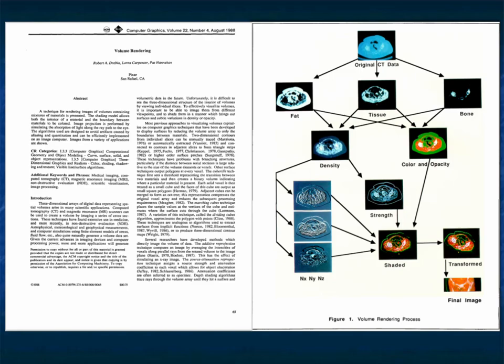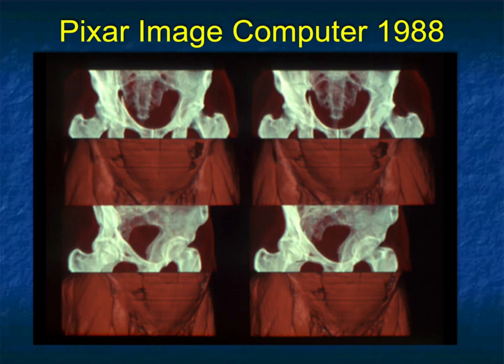Bob Drebin, who became the lead chip designer later on at Apple, Bob and Loren Carpenter, who's still at Pixar, Pat Hanrahan, who's still professor at Stanford. All of them are doing incredible things. But this was that incredible article using medical imaging, showing you what volume rendering could do, creating those final images.